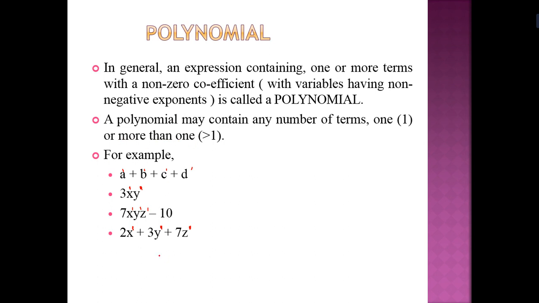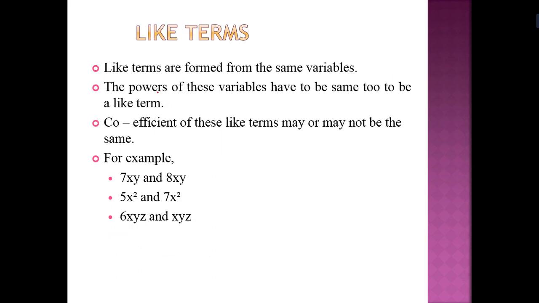For example, now like term, that is most important, because mostly students cannot identify what is like term. Always remember the power of these variables have to be same to be a like term. Coefficient of these like terms may or may not be same. Coefficient same won't be necessary, but power should be same. Here 1 1 1 1. Here power 2, again here power 2. So all are like term.